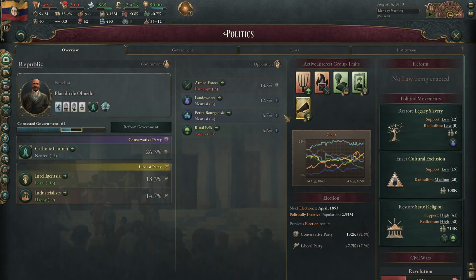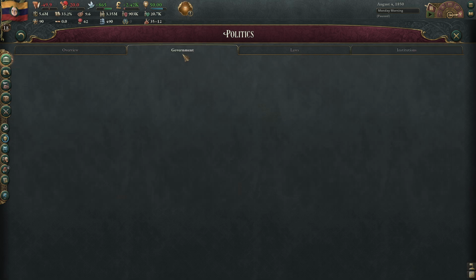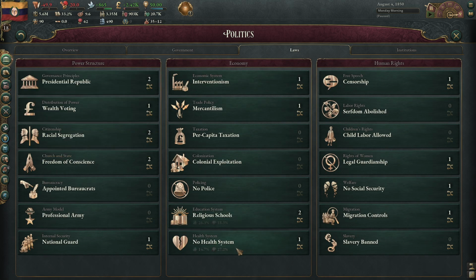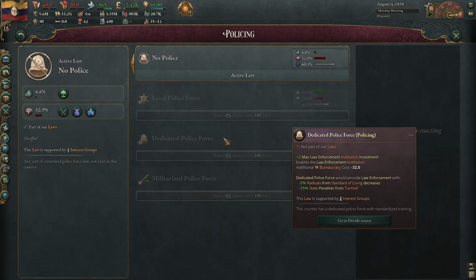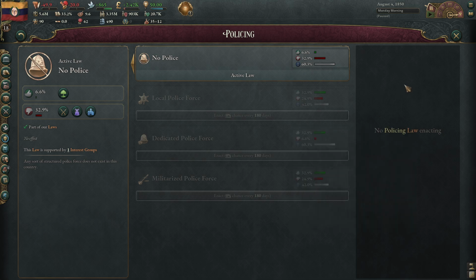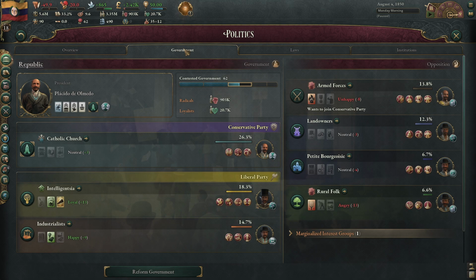Alright, and what we also need is a new institution to get rid of the turmoil stuff, and that is the policing, I think. A dedicated police force. On level 1 we get minus 50% state penalties from turmoil, then we get way more taxes coming in, and we get less radicals. So I really want to get dedicated police force. But I can't right now, because we don't have the armed forces in. I will wait for the elections and then go for it.